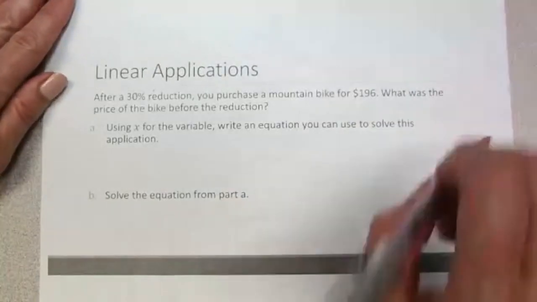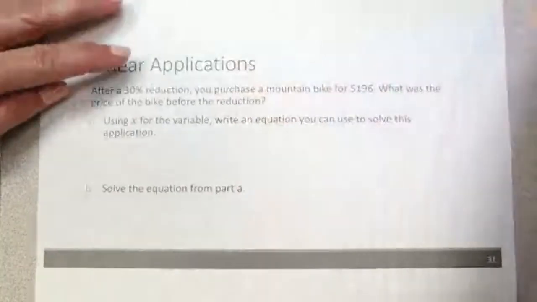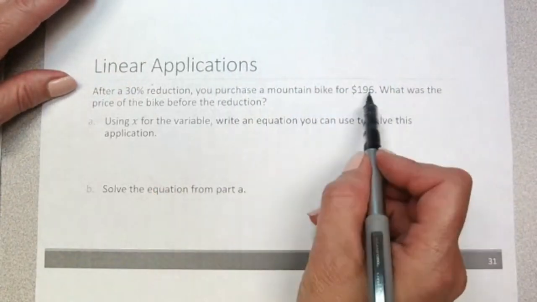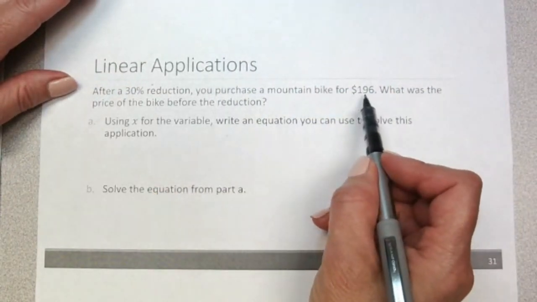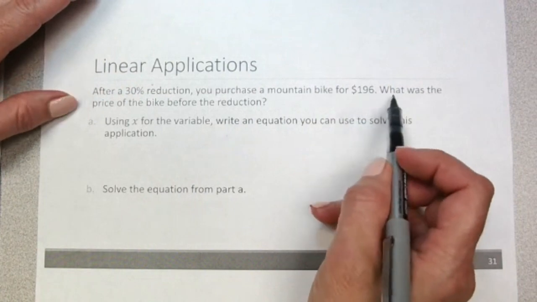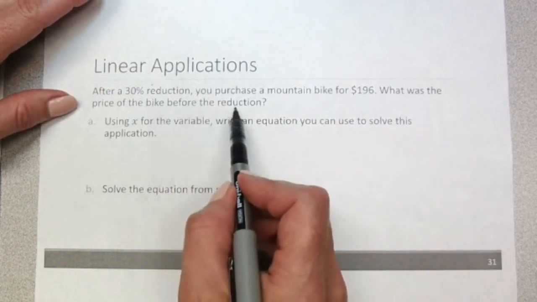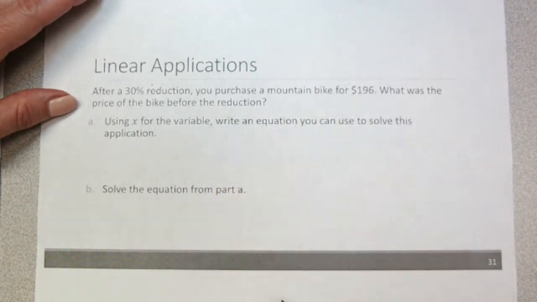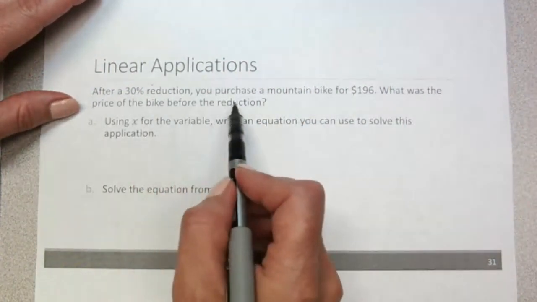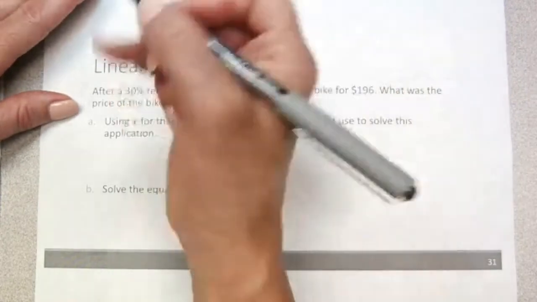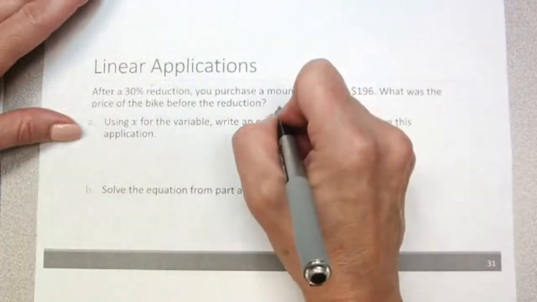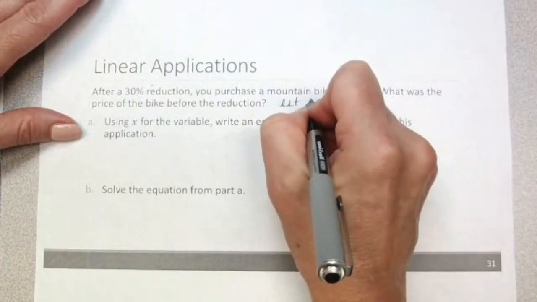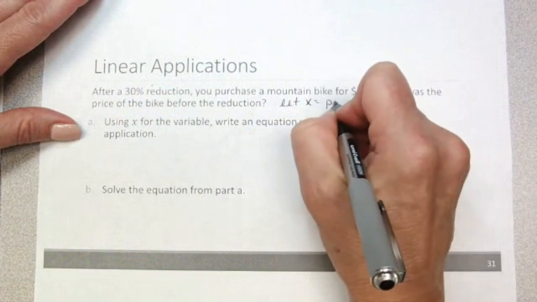Let's look at one more. After a 30% reduction, you purchase a mountain bike for $196. What was the price of the bike before the reduction? Well, let's assign the variable to the thing that we're looking for. What are we looking for here? The price of the bike before the reduction. Let's use x. Oh, yes, it says using x for the variable. So let's just write out, we're going to let x equal the price before the reduction.